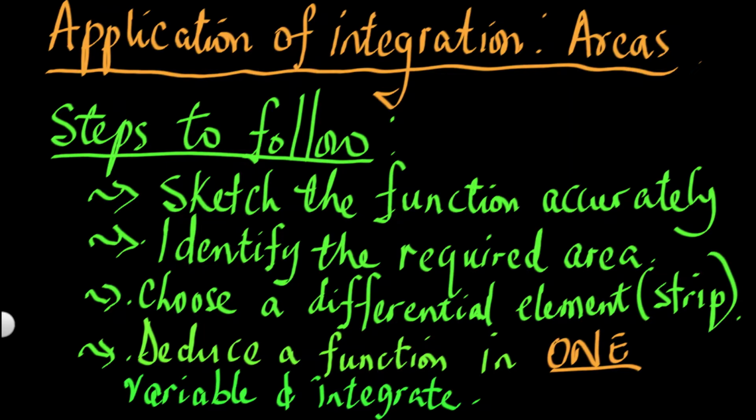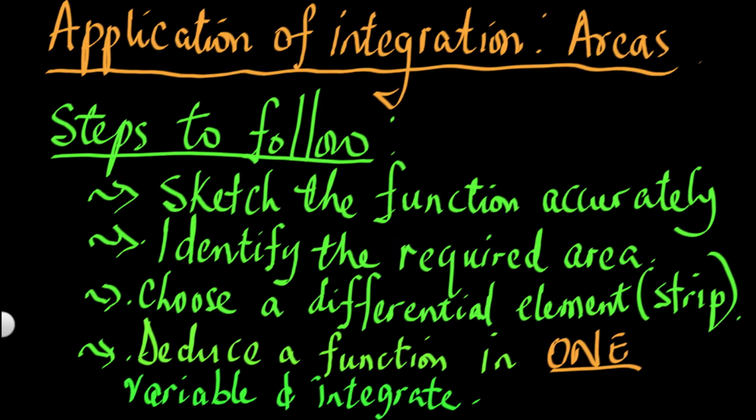Then you identify the required area, and after that you choose what we call a differential element, or a strip, an infinitesimally small strip that you can choose. And then after that, you deduce a function in one variable and integrate it. When I say you deduce a function in one variable, I mean if you are going to integrate with respect to x, you need to deduce a function that is in terms of x only. Or if you are going to integrate in terms of y, you make sure you deduce a function that is in terms of y only.